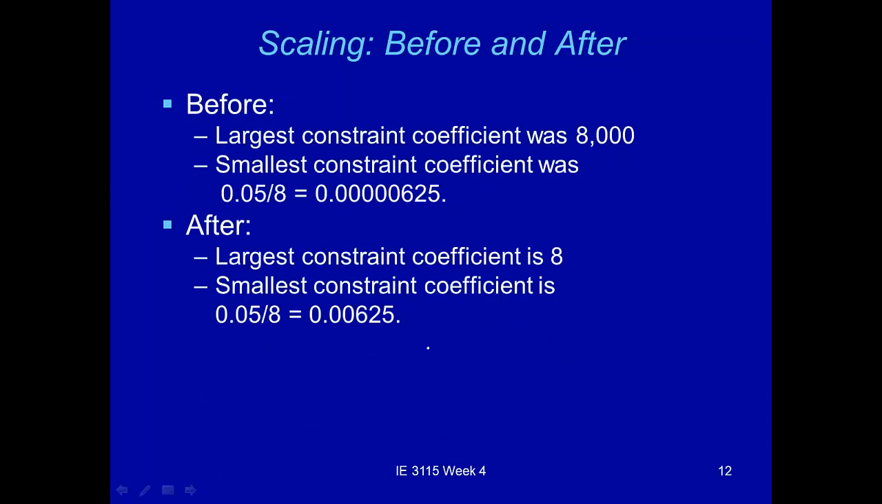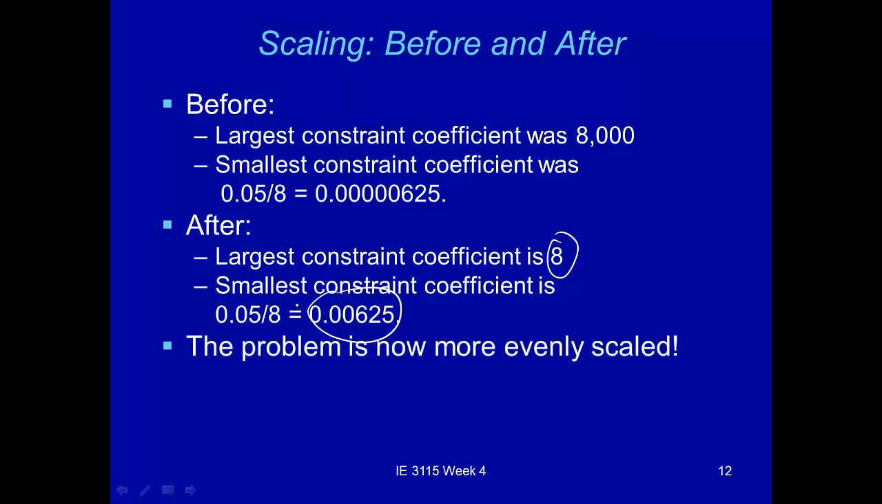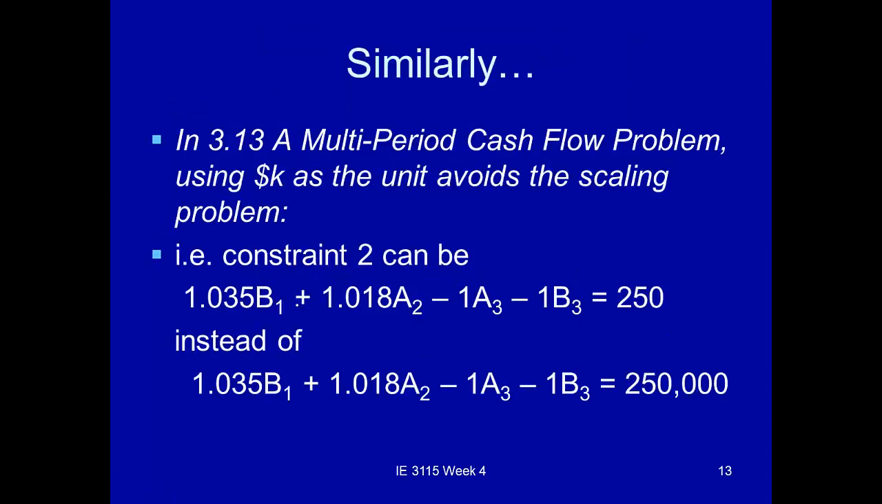Before we redefine the problem, the smallest value is here. After we redefine it, the gap is between 8 and this one. So the gap shrinks and minimizes the risk of solver thinking it's a nonlinear problem. Okay.